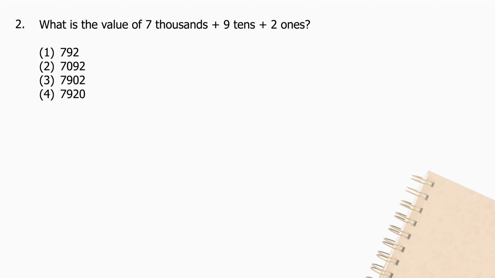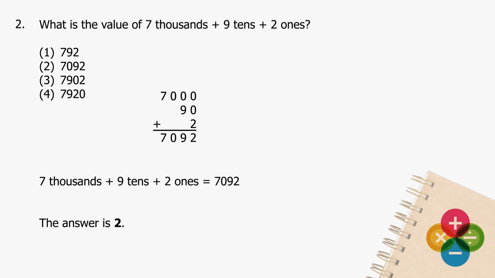Question 2. What is the value of 7 thousands, 9 tens and 2 ones? Add 7 thousands, 9 tens and 2 ones, and the sum is 7092. The answer is 2.